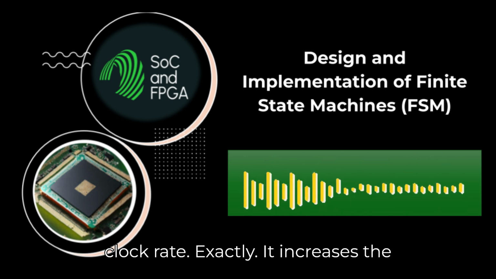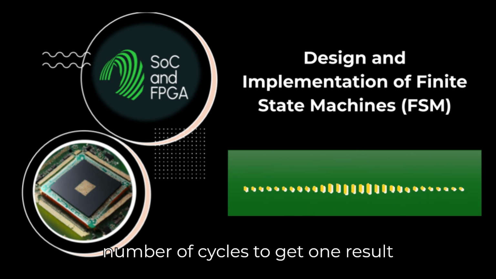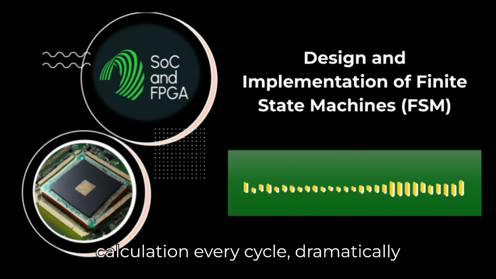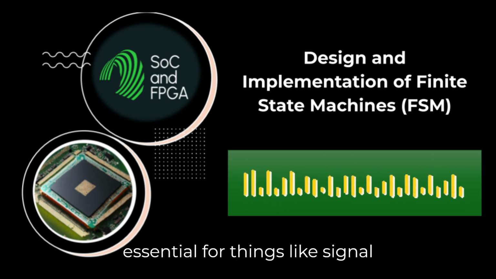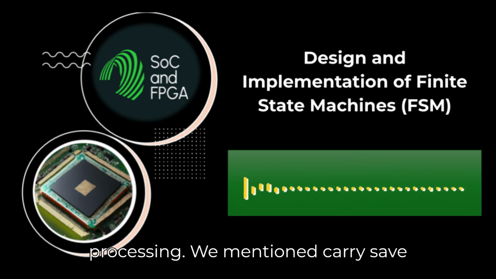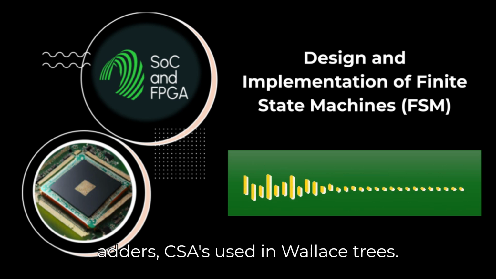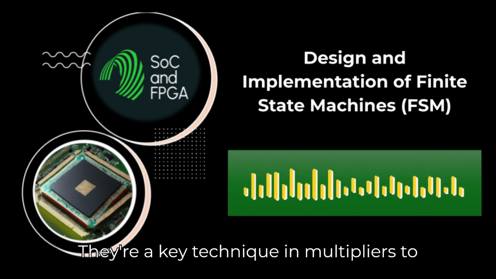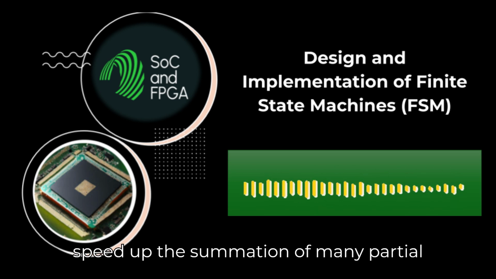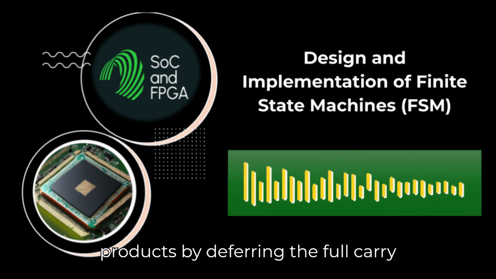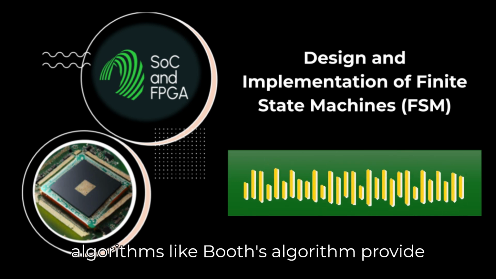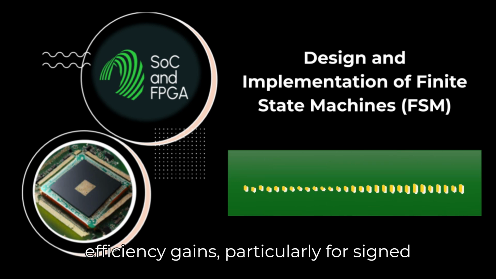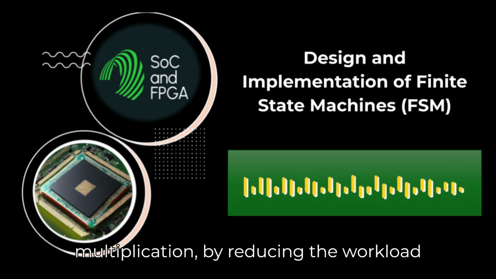Exactly. It increases the number of cycles to get one result, latency, but you can start a new calculation every cycle, dramatically increasing the overall throughput, essential for things like signal processing. We mentioned carry-save adders, CSAs, used in Wallace trees. They're a key technique in multipliers to speed up the summation of many partial products by deferring the full carry propagation until the very end. And algorithms like Booth's algorithm provide efficiency gains, particularly for signed multiplication, by reducing the workload upfront.